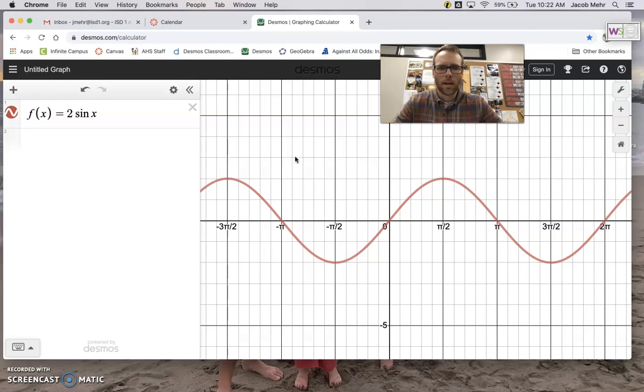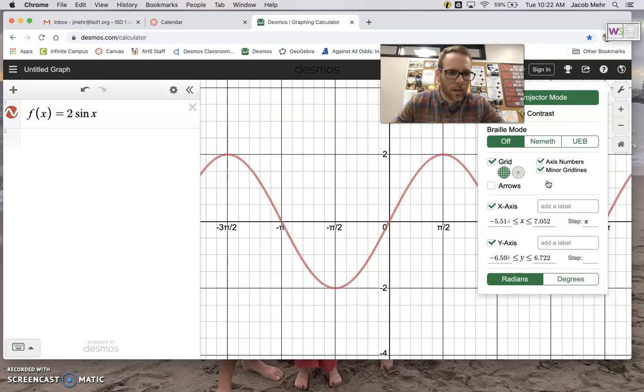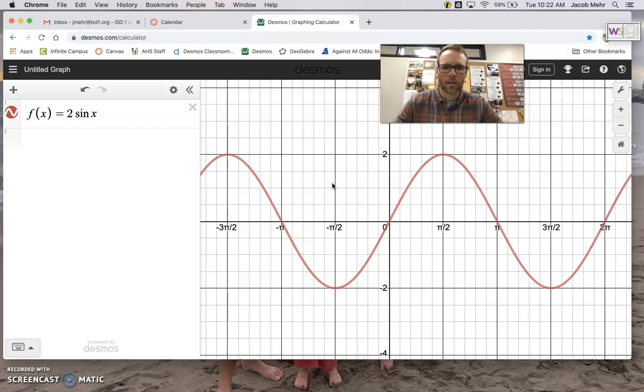I don't really like that these are rectangular. Let's see if I can square that up a little bit. Looks a little bit better.